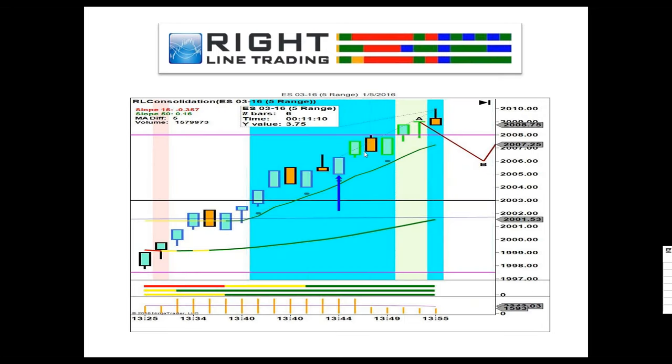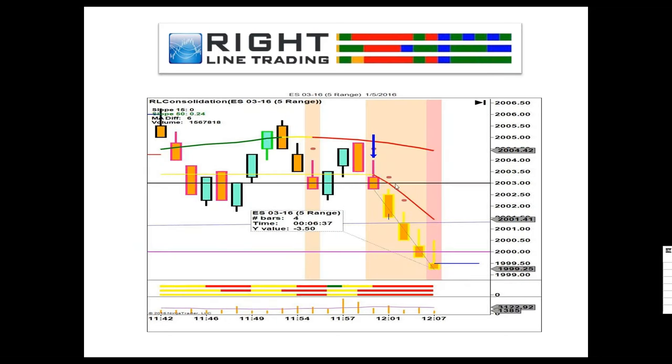Here's another trade we took to the upside. Again, all three quant lines are green. It tells you that money is flowing in. All the correlative markets are with us, up for 3.75. Here's a short trade down for 3.5 points. But you see how we leverage background bias and the quant lines. Very important. And there's not much else that's going to really be of benefit.